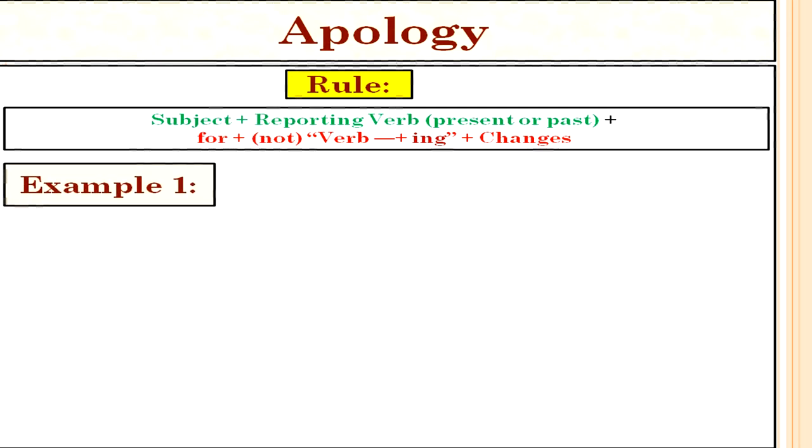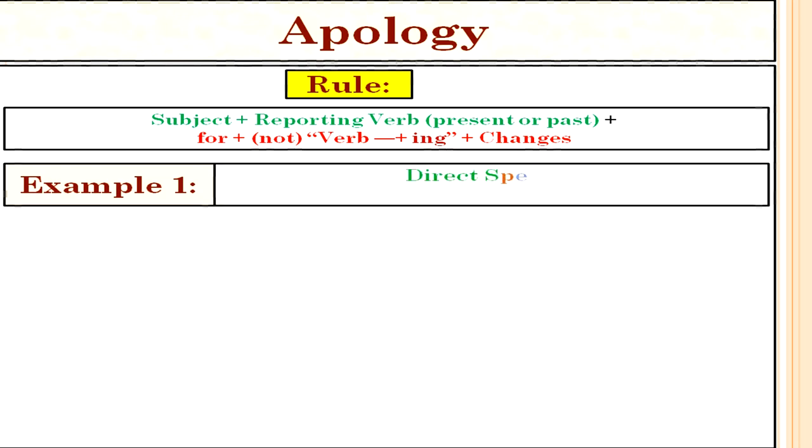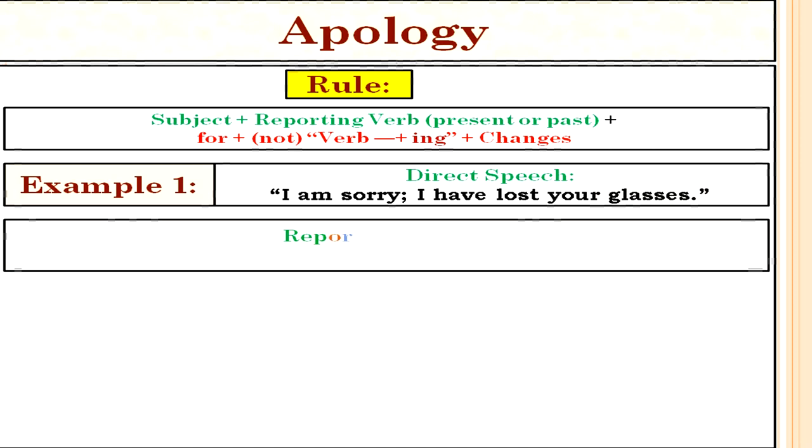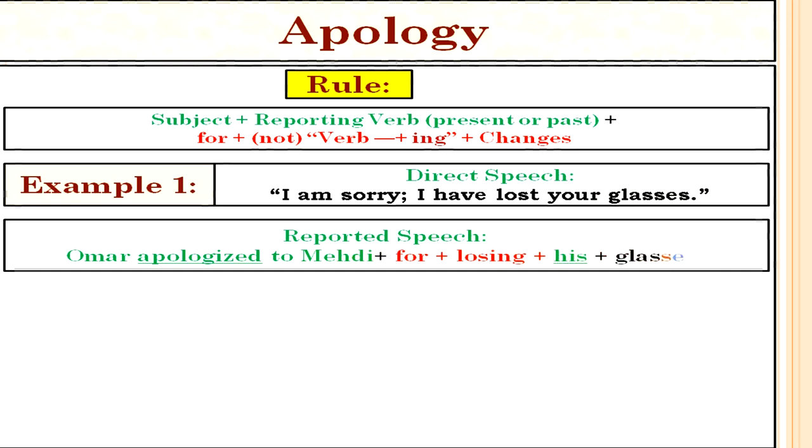In example number 1, the sentence in direct speech is, I am sorry, I have lost your glasses. To rewrite this sentence using reported speech, we're going to focus on one case, which is the reporting verb in the past tense. Omar apologized to Mehdi. So apologized is the reporting verb in the past tense, plus, according to the rule, for, plus, not plus verb plus ing or the verb plus ing. In the sentence in direct speech, we don't have negation. So we're going to use for plus verb plus ing.